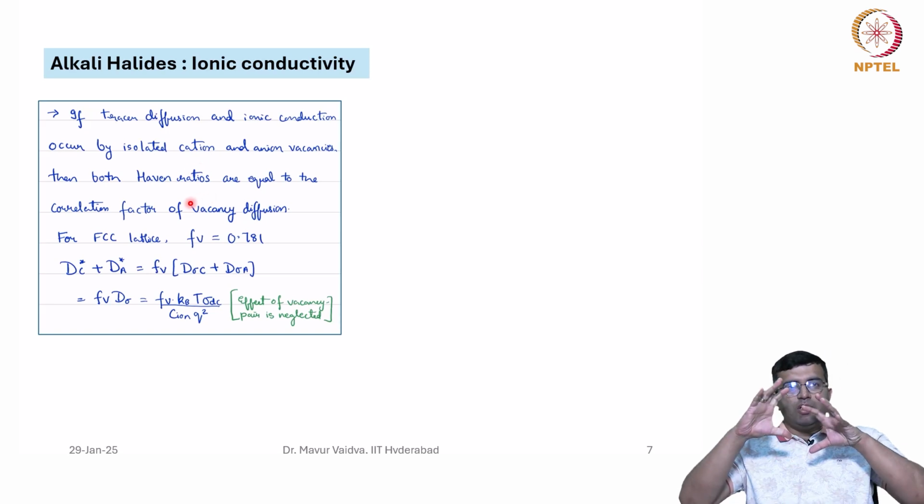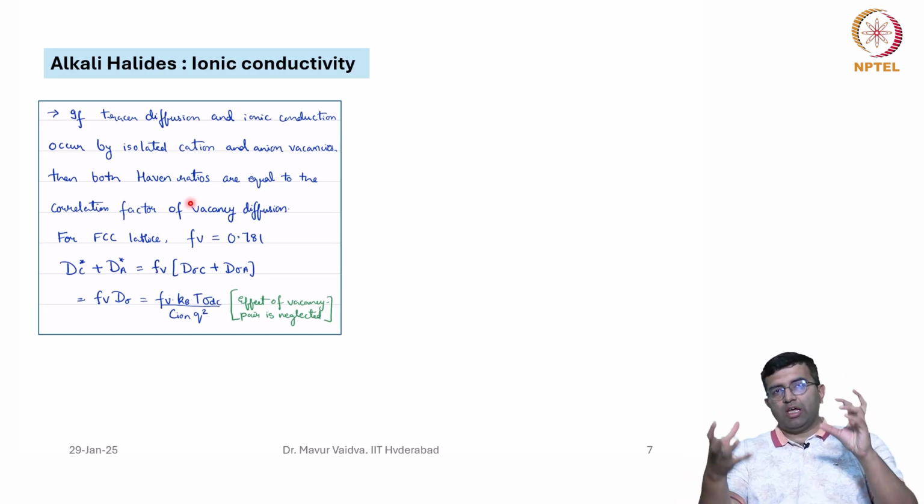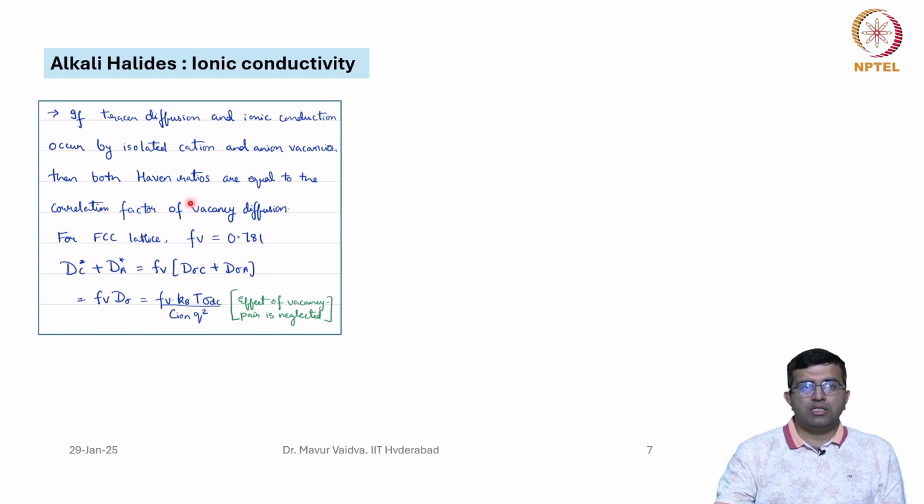Remember again that in the alkali halides, the Schottky defect is the prominent one. So, you have cation vacancies and anion vacancies. If they are isolated, not interacting with each other, not forming a pair, then in that case the Haven's ratios are equal and are equal to the correlation factor of the vacancy diffusion, which is 0.781. And in that case, D_C star plus D_A star is equal to F_v into D_sigma,C plus D_sigma,A, which is equal to F_v into D_sigma, F_v into k_B T sigma_DC by n_ion q squared.